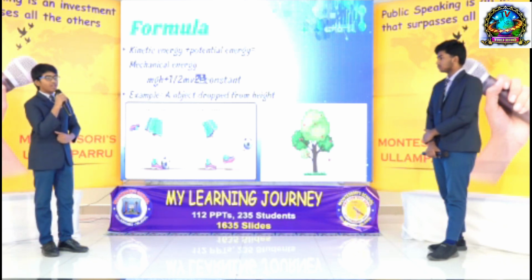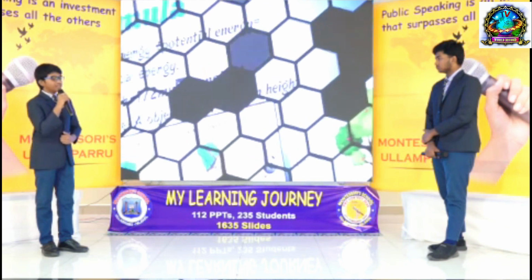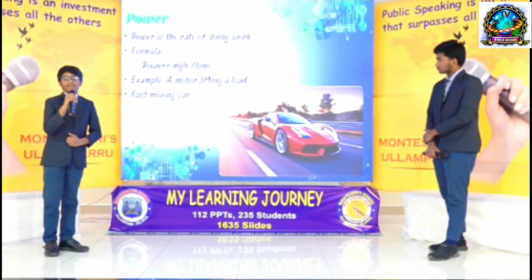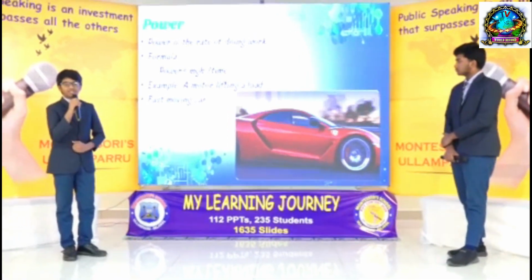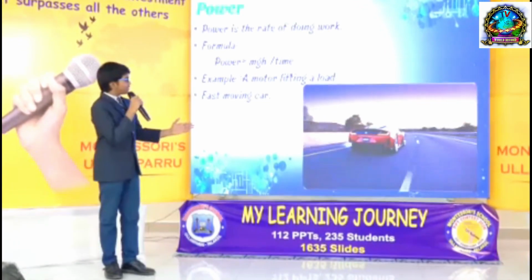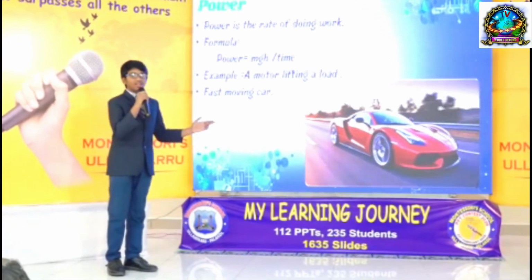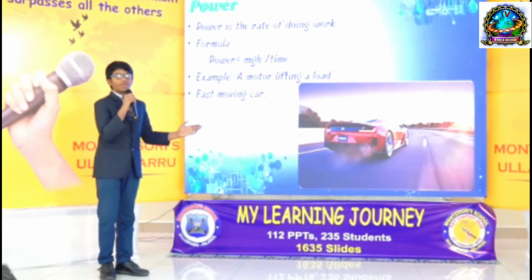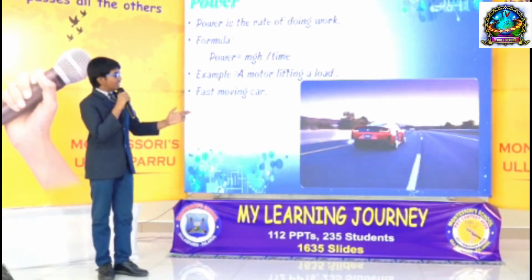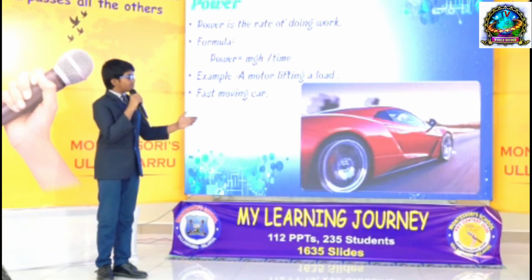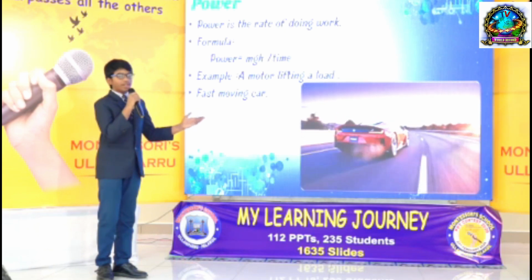Let us discuss another topic, power. Power means the rate of doing work, and the formula for it is mgh by time. Here m stands for mass, g stands for acceleration due to gravity and h stands for height. Let us discuss an example. In this video we can see that the car is moving very fast. It means it is applying more power, because it covers more distance in less time, producing more power in its engine.